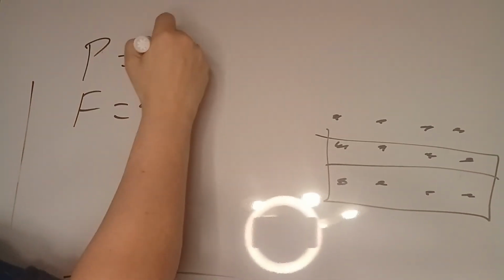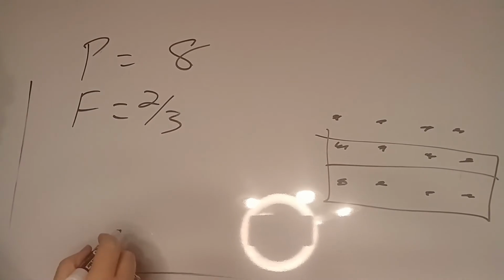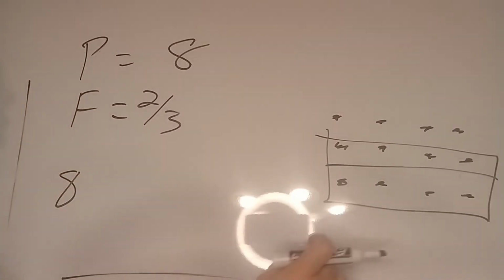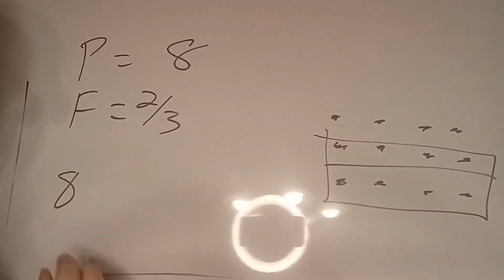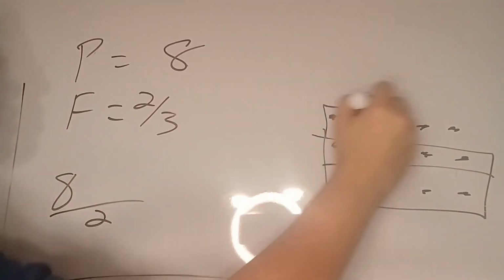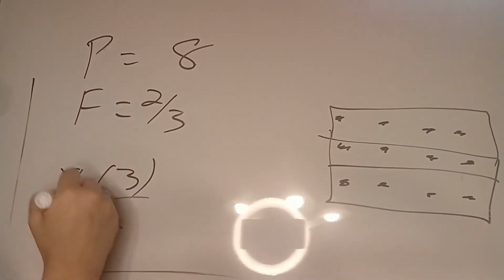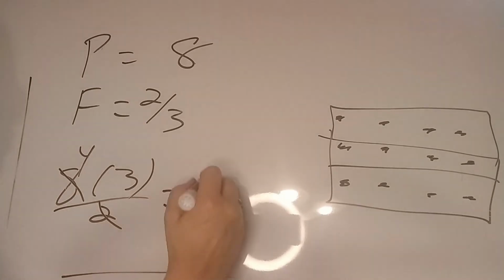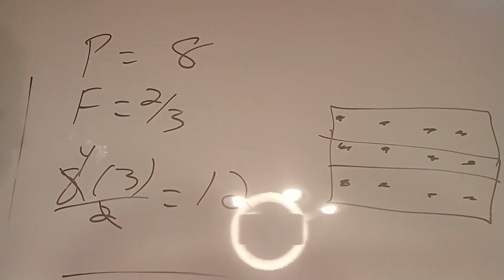The part is 8. The fraction is 2/3. So, what are we doing? We're dividing by 2 to see how much is in one of these bars. Then we're multiplying by 3 because there's 3 sets total. So 2 is taken out of both of these, and then we have 4 times 3, and that's 12. So that's our answer back again, our total back again.